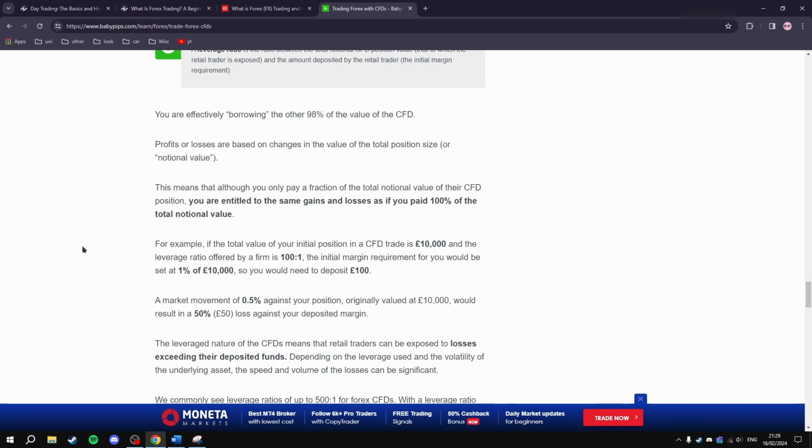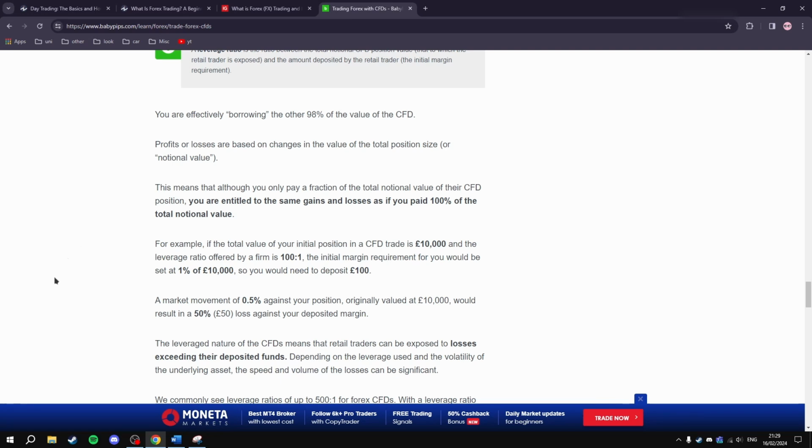For example, if the total value of your initial position in the CFD trade is 10,000 and the leverage ratio offered by a firm is 100:1, the initial margin requirement for you would be set at 1% of 10,000, so you would need to deposit £100. A market movement of 0.5% against your position, originally valued at 10,000, would result in a £50 loss against your deposited margin. The leveraged nature of CFDs means that retail traders can be exposed to losses exceeding their deposited funds. Depending on the leverage used and the volatility of the underlying asset, the speed and volume of losses can be significant.